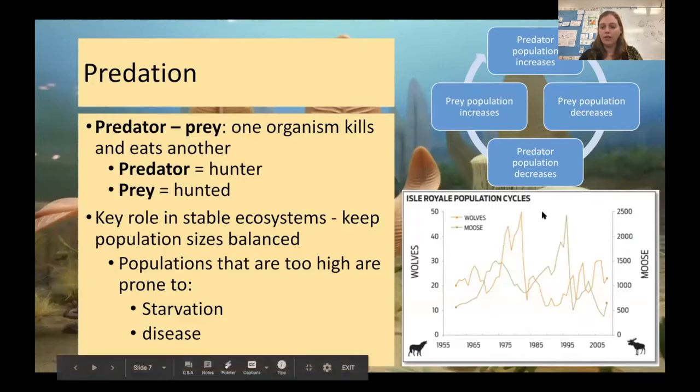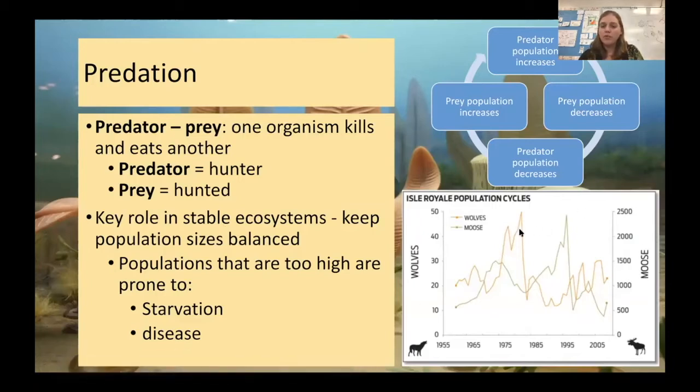So here we have a graph, and we'll talk about this more later. This is a really well-documented study occurring in Isle Royale. This is a national park off the coast of Michigan in Lake Superior. And Isle Royale has a moose population. And in the 50s, all the wolves on Isle Royale disappeared.